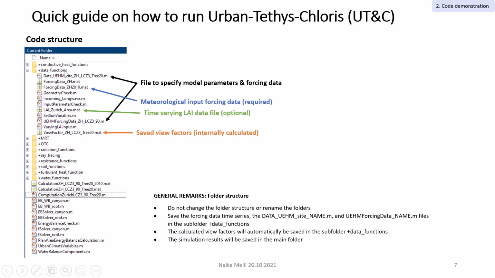There are a number of scripts and files which you will need to know, and they're located in the data functions subfolder. There are two files specifying model parameters and forcing data. The first file is named data UEHM site plus the name you give it, while the second one is called UEHM forcing data plus the name you give it. In the subfolder data functions, you will also need to save your meteorological input forcing data and the time-varying leaf area index data file if you would like to provide that. The internally calculated view factors are also saved in the data function subfolder. Furthermore, I would like to emphasize that you should not change the folder structure or rename the folders and the scripts, as this might lead to a crash of the model.